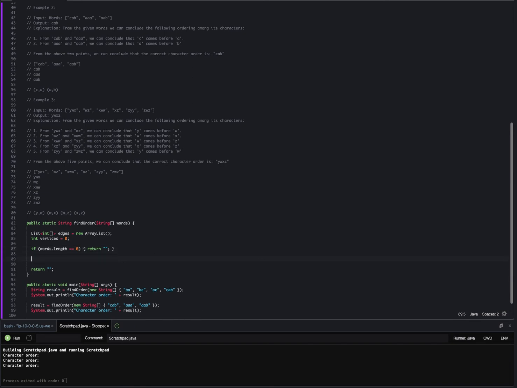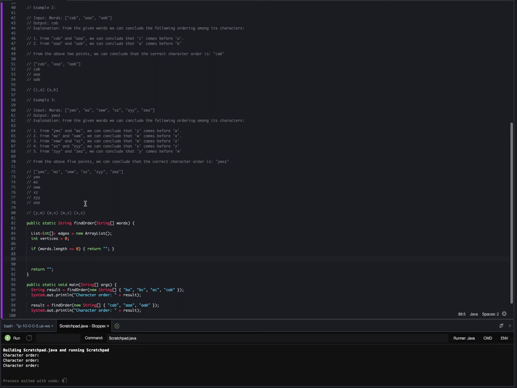Okay, so our logic was that we will go through the words and then go through the characters and create that edge relationship, right? So let's pick two characters at a time and try and do that edge relationship. Two words at a time, not characters.